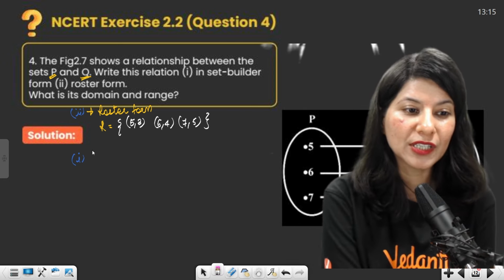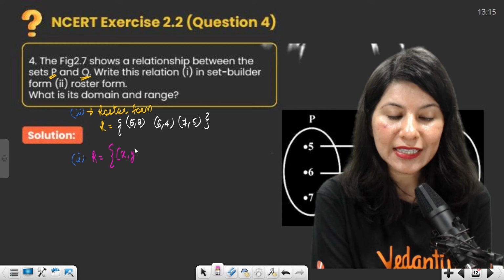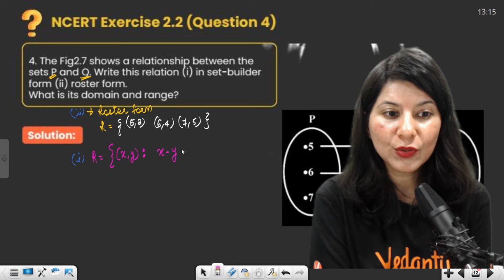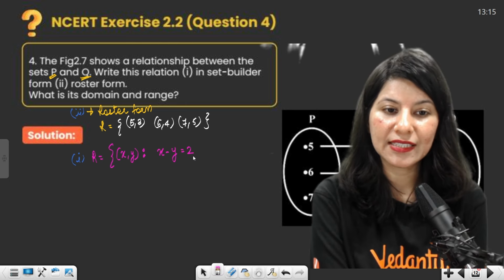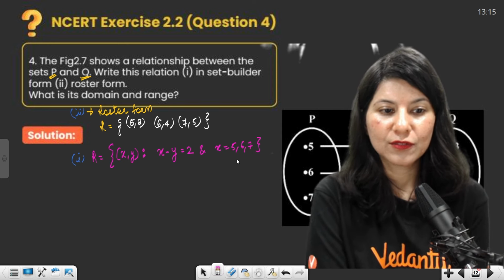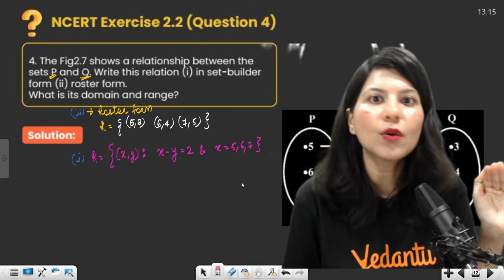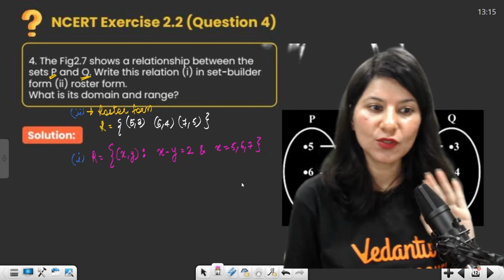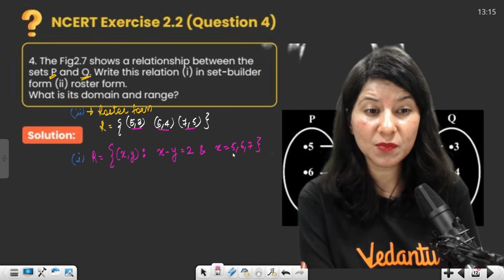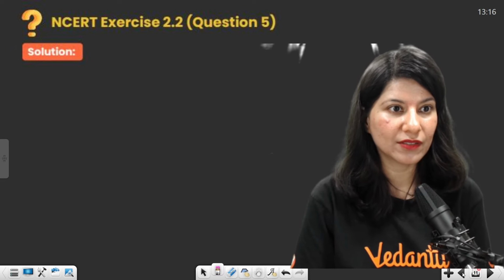5,3; 6,4; 7,5 have a difference of 2. So let us start writing the set builder form. R will have ordered pairs x comma y such that x minus y gives the difference 2, and x is equal to 5, 6, and 7. So our relation will have all the ordered pairs x comma y such that x minus y is 2. Clearly, 5 minus 3 is 2, 6 minus 4 is 2, and 7 minus 5 is 2, where x is specifically 5, 6, and 7. That's it. This is how we can write in both the roster and set builder forms, right?